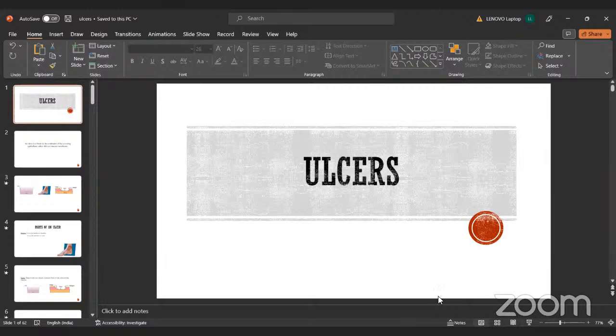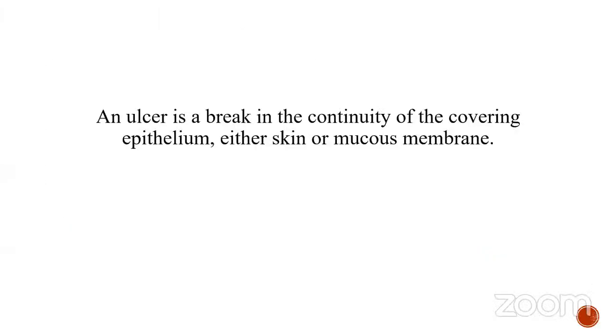Hello. So today's class will be on ulcers. So an ulcer is a break in the continuity of the covering epithelium, either skin or mucous membrane. So an ulcer can happen anywhere on the body. And if you look at the image of this ulcer, we can identify the parts of an ulcer.